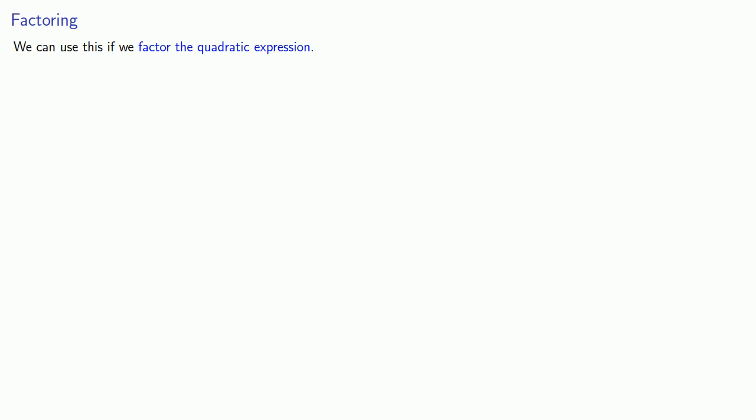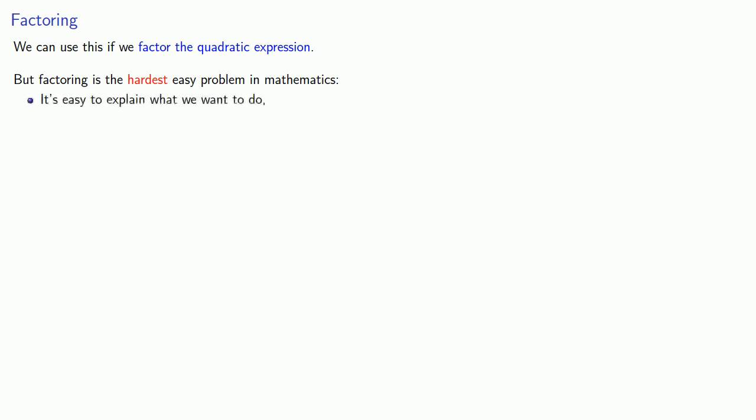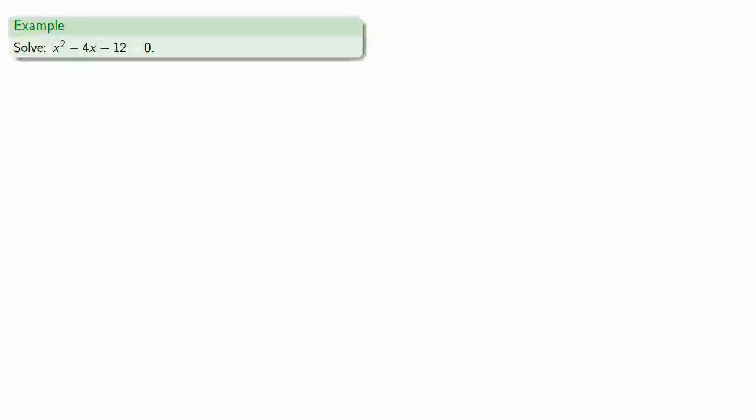However, the important thing to remember is that factoring is the hardest easy problem in mathematics. It's easy to explain what we want to do, but generally very hard to do it. If you choose to solve a quadratic equation using factoring, you have chosen to solve it in the hardest way possible. So let's try to solve x squared minus 4x minus 12 equals 0. We want to write x squared minus 4x minus 12 as a product of two things.